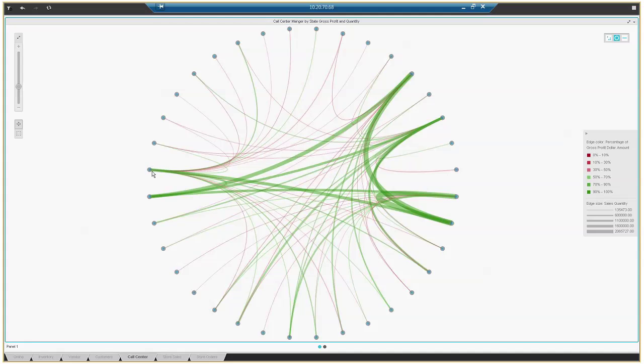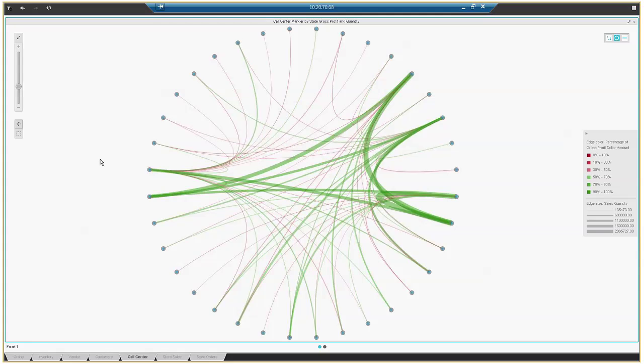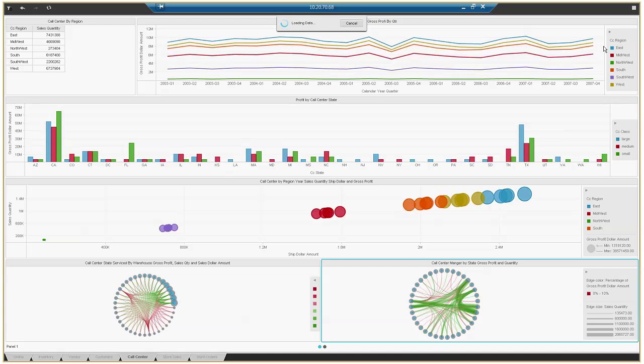In this particular case, as I hover my mouse over Felipe, you can see what states he is responsible for. And I can see here that Bob services New York, and that's red, meaning we're not very profitable there, so we can talk to him on that particular use case. So it's a great way to very quickly see what is going on, and it's called a network visual, and it's typically used for from and to scenarios, but as you can see, it can be used for other use cases as well.